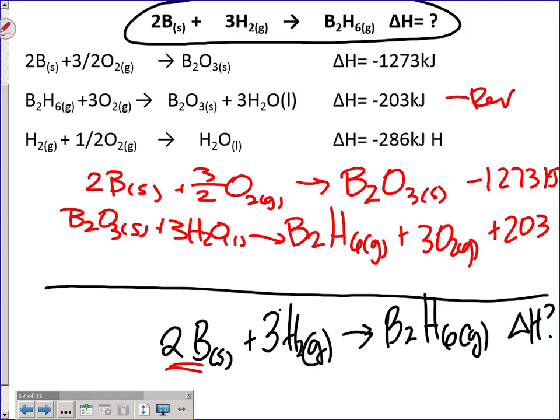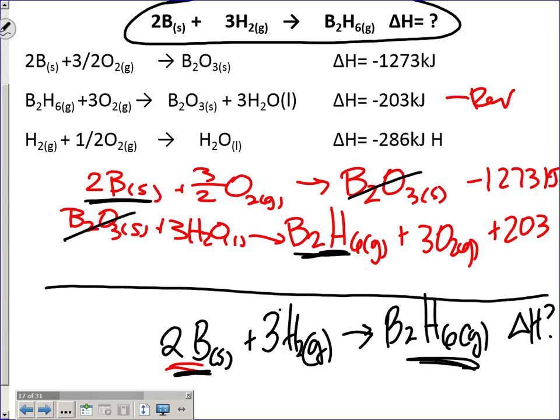All right, so far, let's see what we've actually done. We know the 2B is going to stay with us. We know the B2O3 and the B2O3 there is going to cancel, right? We know it's going to cancel. That's good. We don't want that at the end. And we know the B2H6 is going to stay with us at the end. All right, so what else do we have to consider?